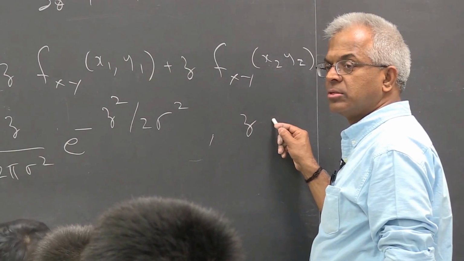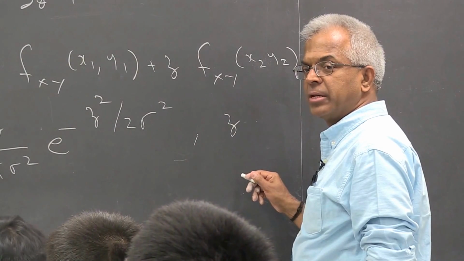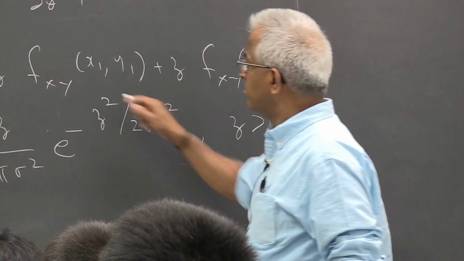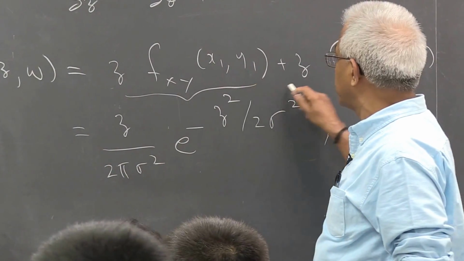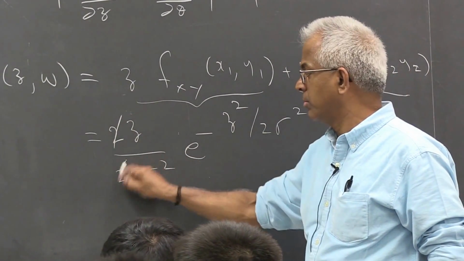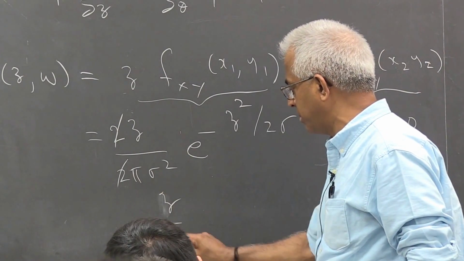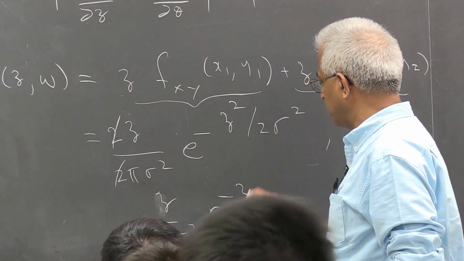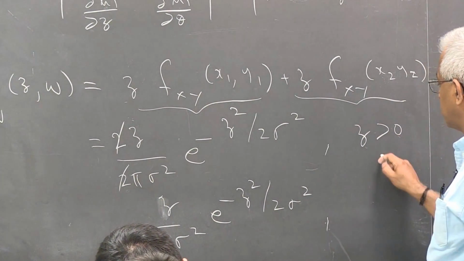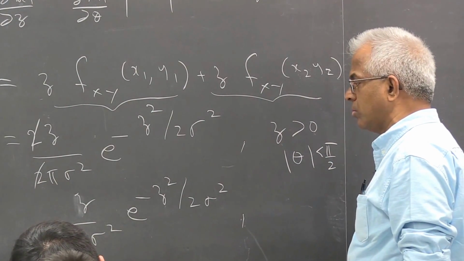C takes what values? Look at it again. C is the square root of x squared plus y squared. That's the magnitude. So z is positive, right? First of all, this is this term evaluated. You evaluate this term, you get the same thing. So I get a 2 here, right? 2 cancels. So I get 1 over z over pi sigma squared e raised to minus z squared over 2 sigma squared. Z is positive, and theta, the principal value, goes from minus pi by 2 to plus pi by 2.